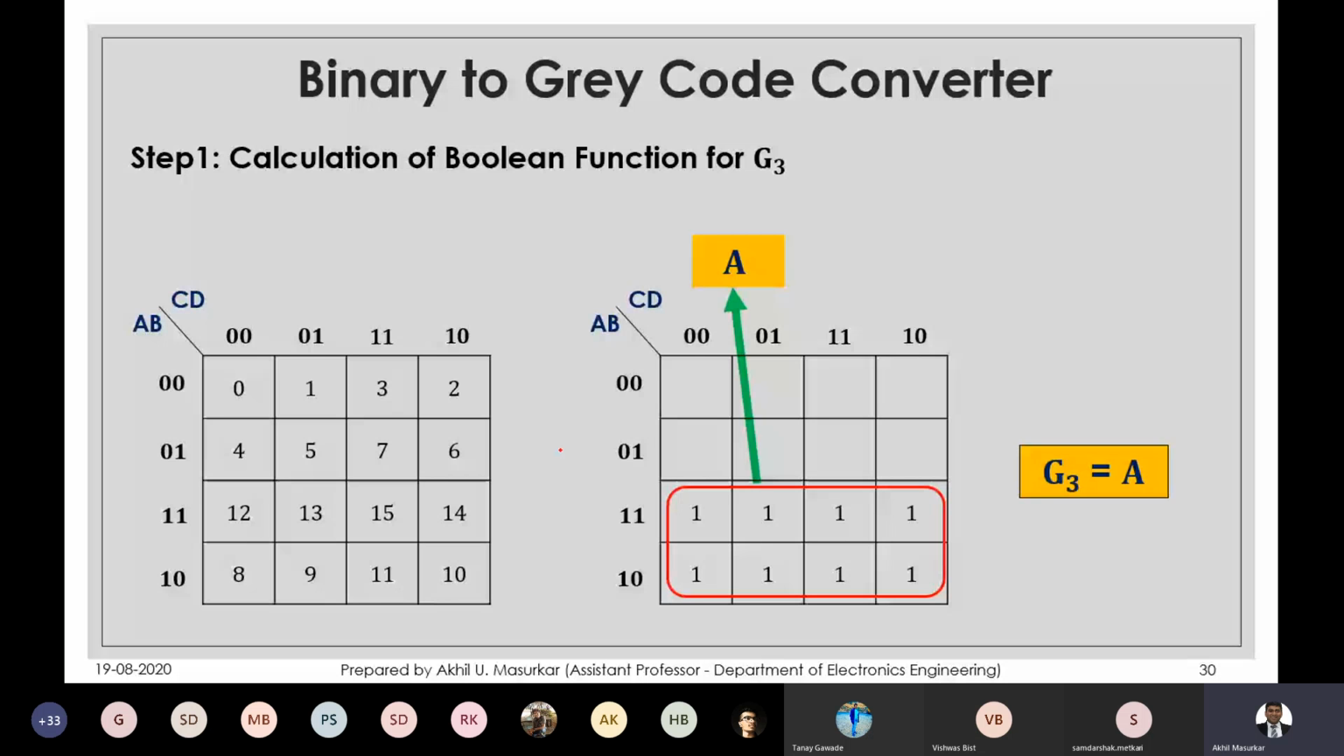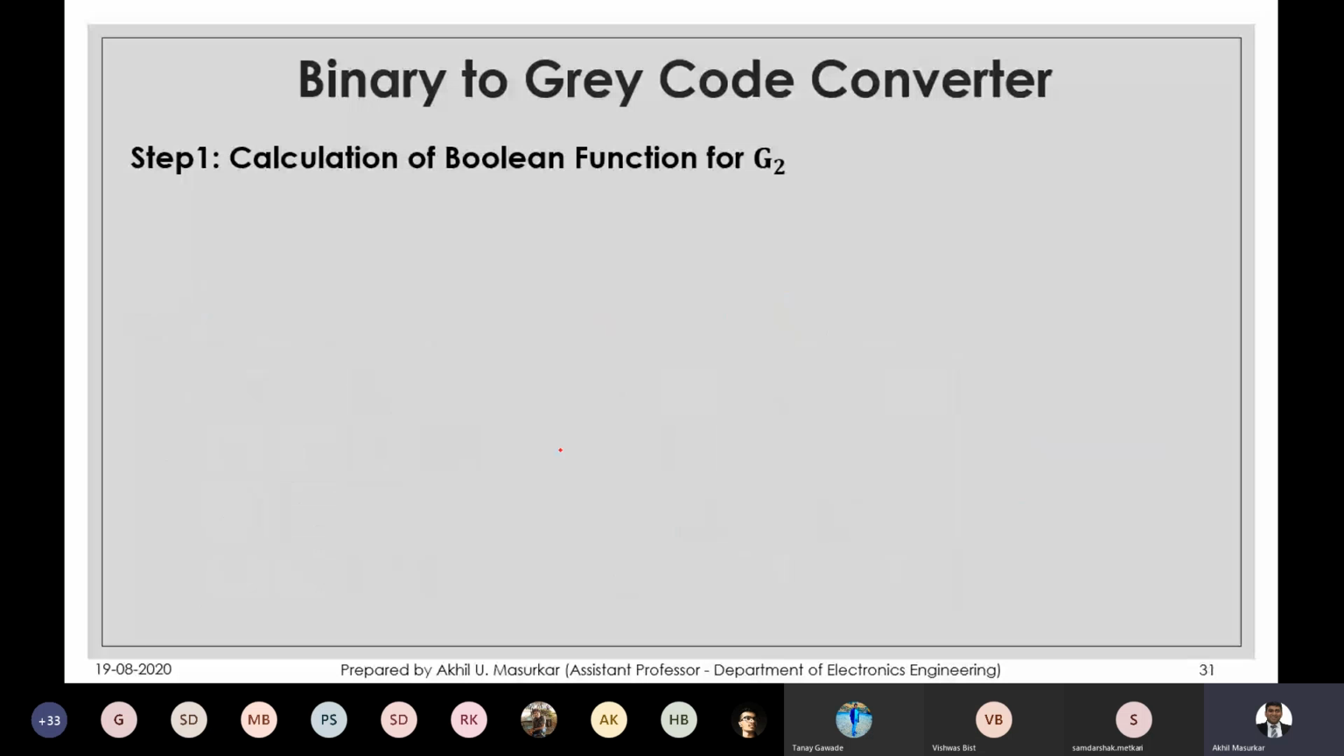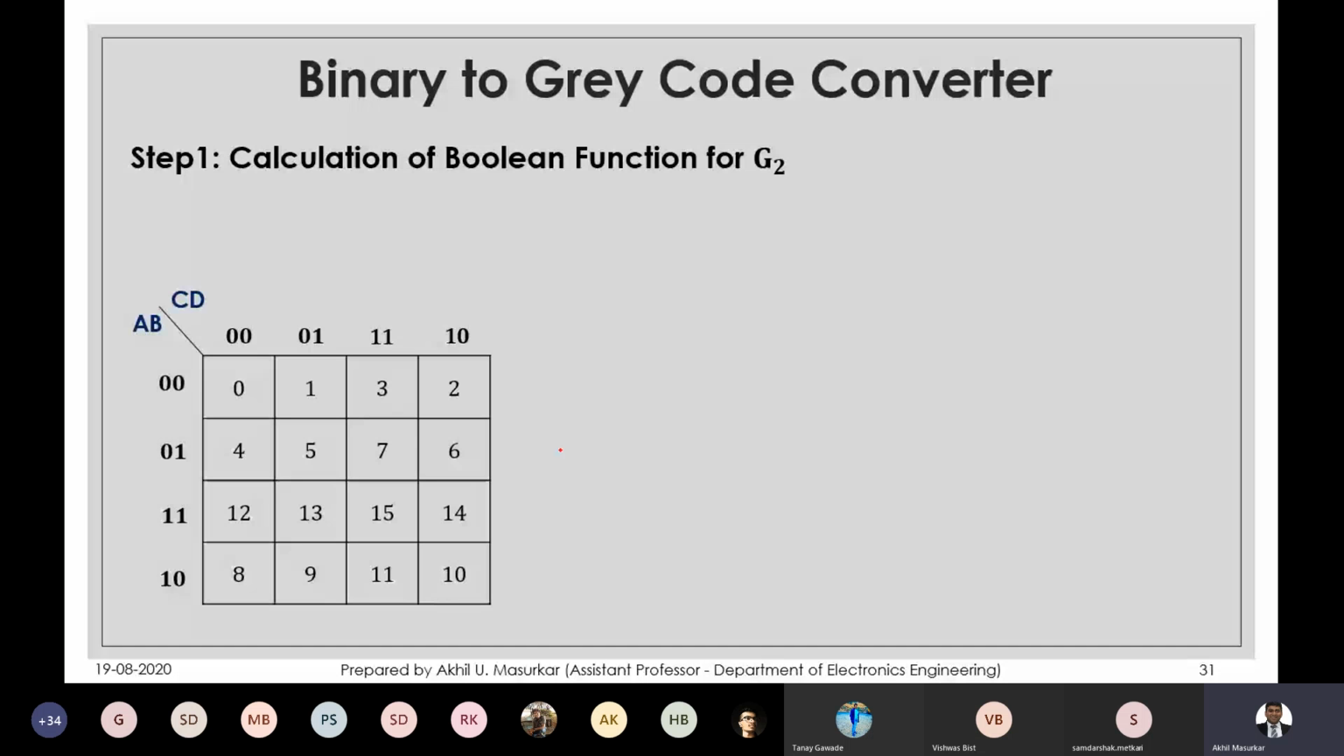The second step is, now you go to G2. Tell me what is G2. Let's see what is G2. Okay, A bar B plus A B bar. Let's check how.